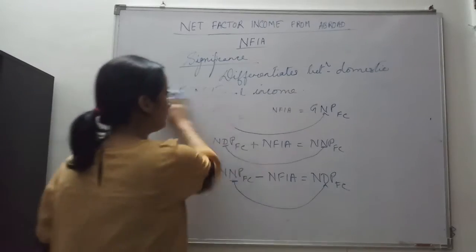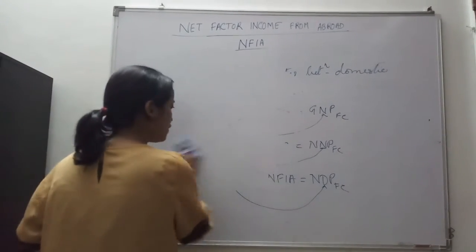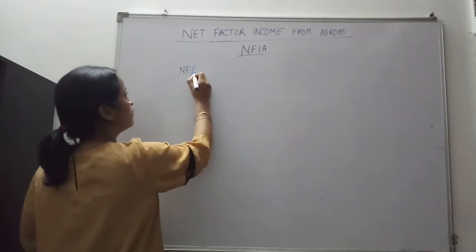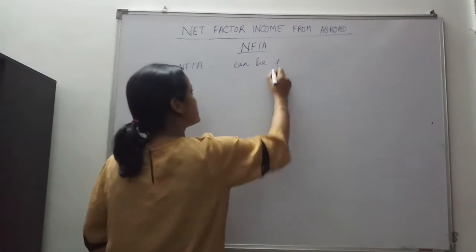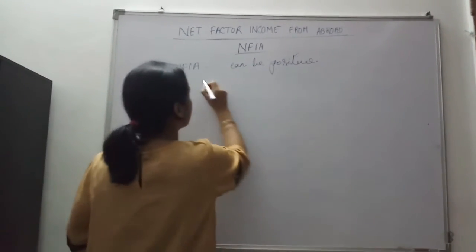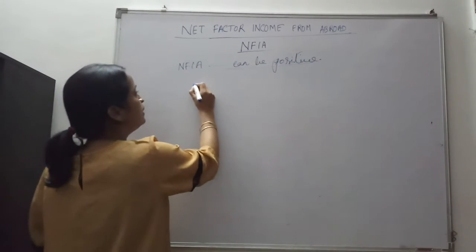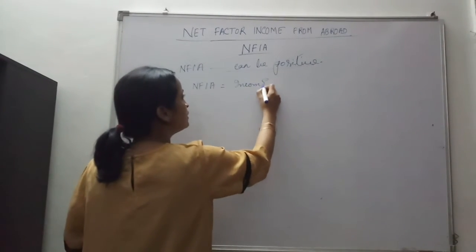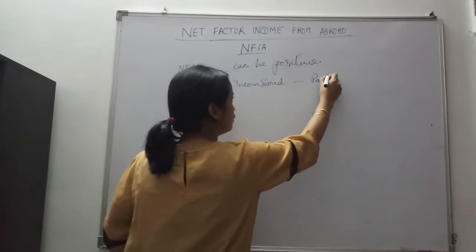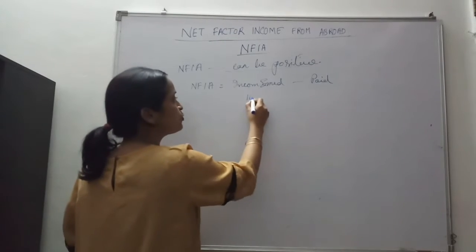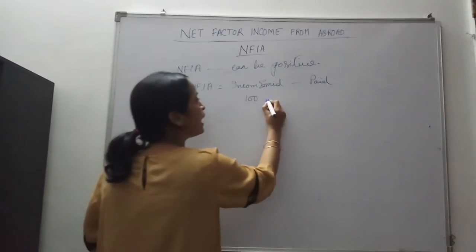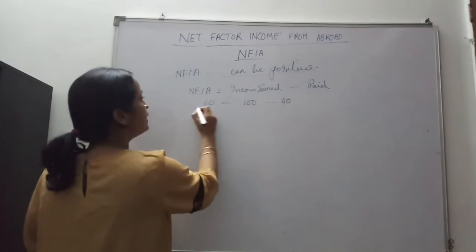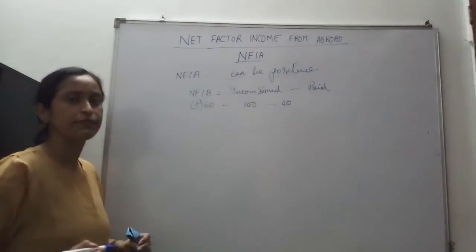Next, we are moving to another thing, a feature. When we are talking of NFIA, NFIA can be positive. When can NFIA be positive? We already know NFIA is income earned minus income paid. Suppose what we have earned is rupees 100, and what we have to pay to the rest of the world is, suppose, 40. In that case, we get a positive NFIA.